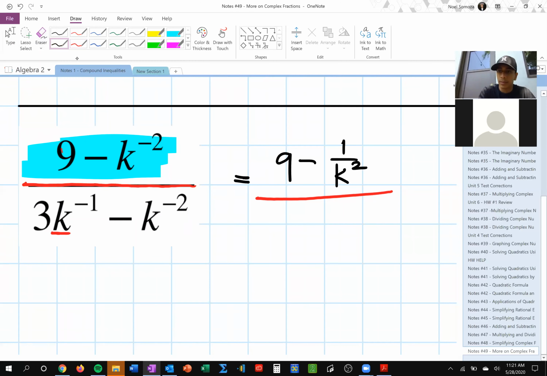3 has its own separate power. 3 has an invisible power right now of a 1. So you are not going to send 3 into the denominator. You are only going to send the k into the denominator. Does that make sense?